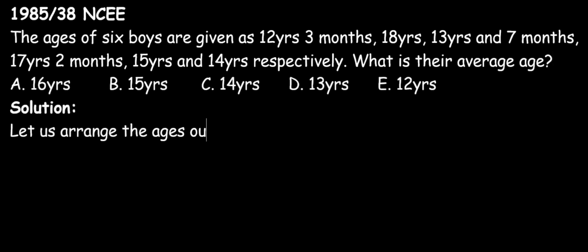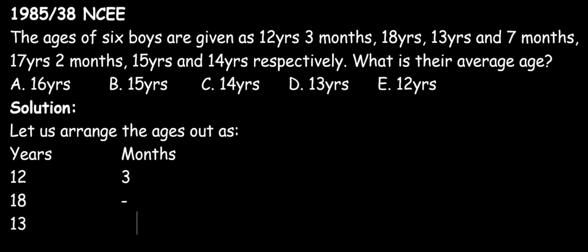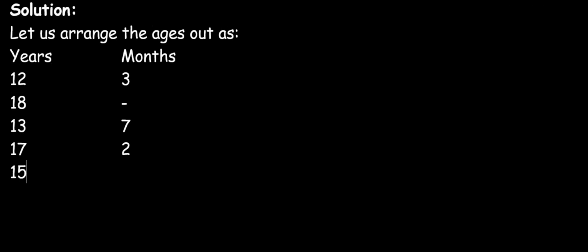Let us arrange the ages in tabular form, we have years, then months. In the first case, we have 12 years, 3 months. In the second case, we only have 18 years. In the third case, we have 13 years, 7 months. And next, we have 17 years, 2 months, followed by 15 years, then next, 14 years. The total number of years will be 89.